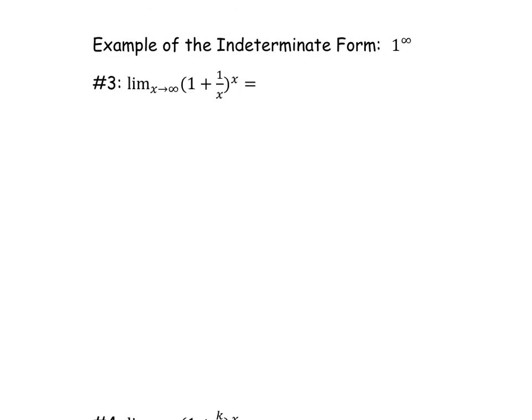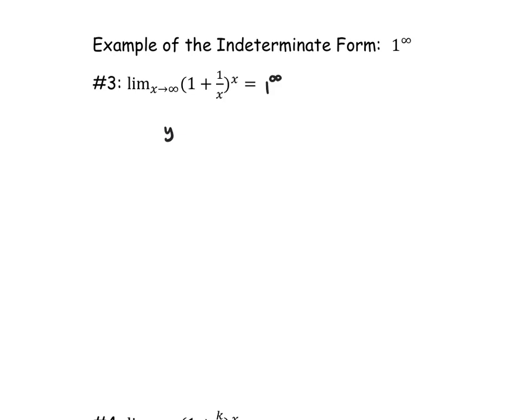Okay, let's look at the third form, 1 to the infinity. All right, it looks like the inner expression, 1 plus 1 over x, right, as x goes to infinity, this will go to 0, 1 over x. So it'll be 1 plus 0, which would be 1. And x, of course, would go to infinity as it goes to infinity.